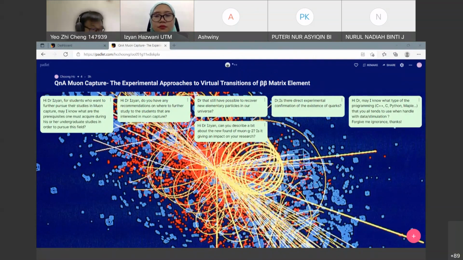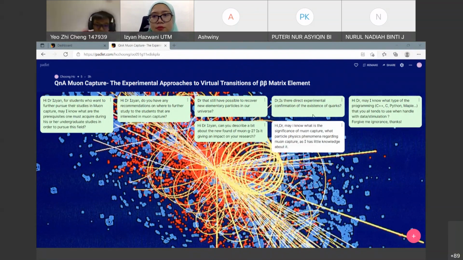Okay. All right. Oh yeah, Muon G-2 is done at Fermilab, if I'm not mistaken. Yes, there's the G-2 experiment. Okay. All right. Seems like these are the questions from the Padlet. Oh, there's one more again. Just right before we end, there's one more again.